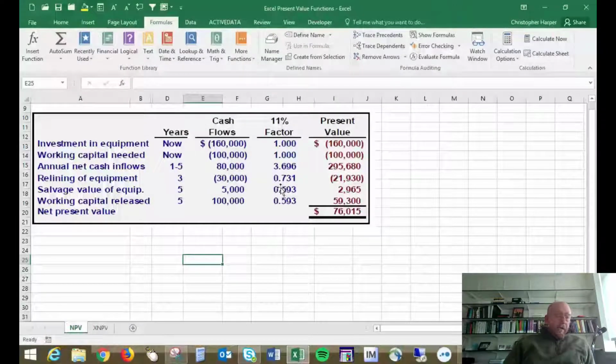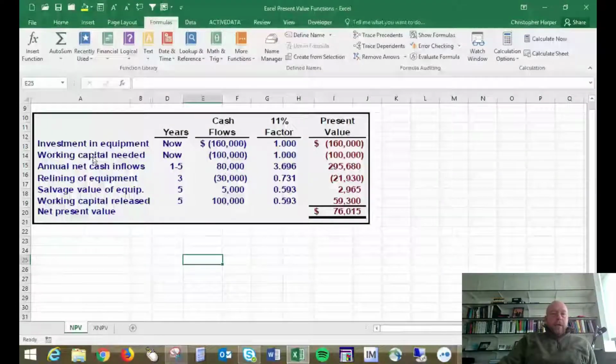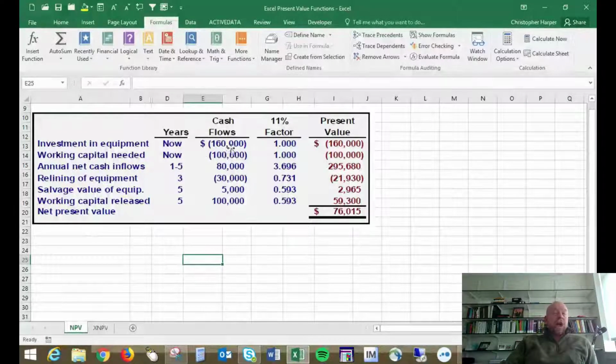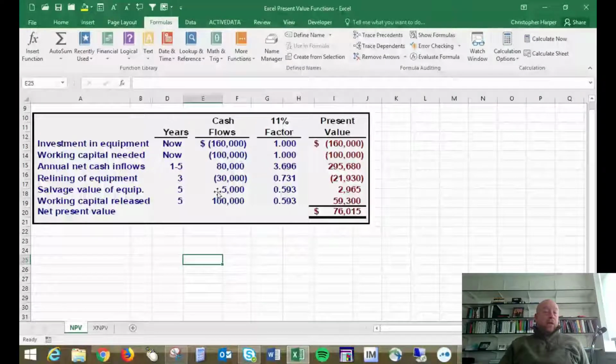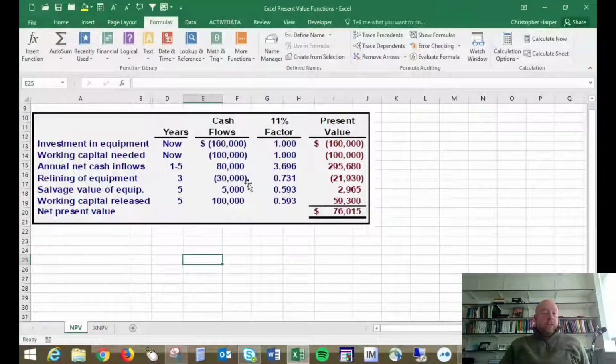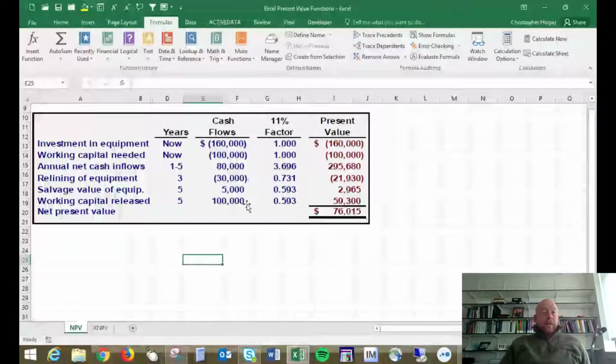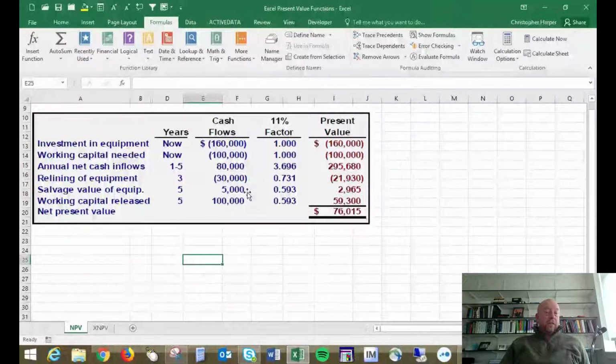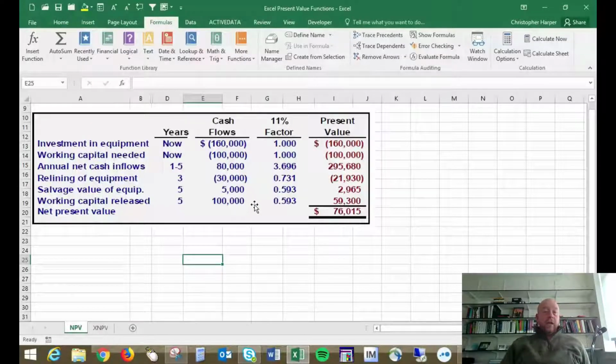So in the capital budgeting analysis, we looked at a company that had a chance to get a new contract with a customer, but they had to spend some money in order to make some money. They had to spend $160,000 to buy some equipment. They had to tie up $100,000 in terms of working capital. 3 years down the road, they were going to have to spend $30,000 to slightly overhaul the equipment, reline it. 5 years at the end of the project, they expected to sell the old equipment for $5,000 and then release that working capital that was tied up early in the project.